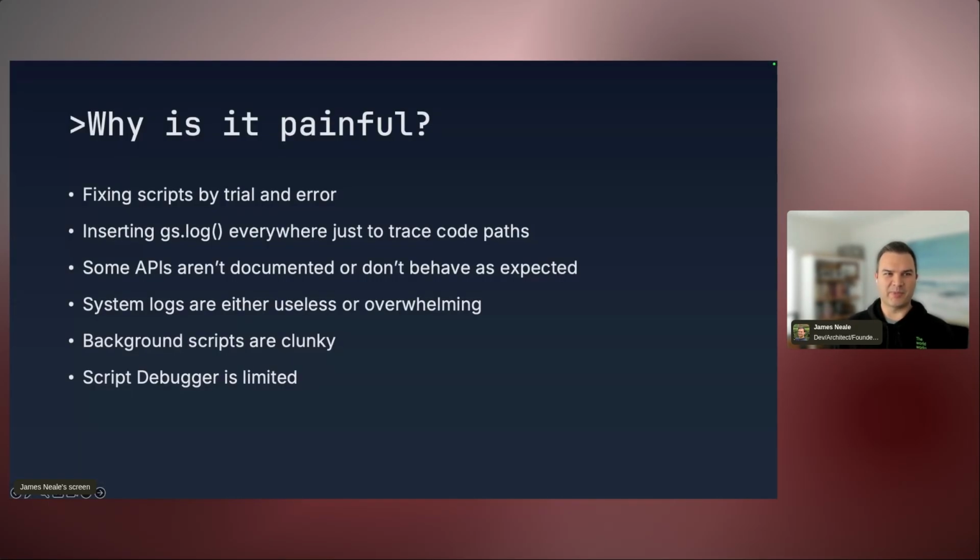So why is it painful? Well, you end up fixing scripts by trial and error, and that can be super slow and painful. You end up using gs.log everywhere to try to trace code paths. We've all seen millions of gs.logs stuck in the system logs table and things like that, also bloating your scripts. Some APIs just aren't documented, or they don't behave as expected.